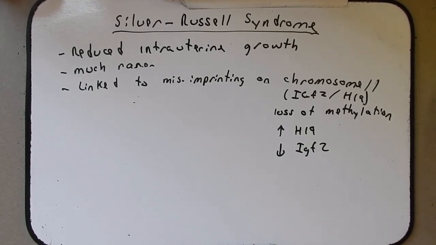podcast. In this podcast, we talked about the two syndromes of Silver-Russell syndrome and Beckwith-Wiedemann syndrome. We talked about the general nature of imprinting and how this misimprinting status can lead to these similar but opposite syndromes.